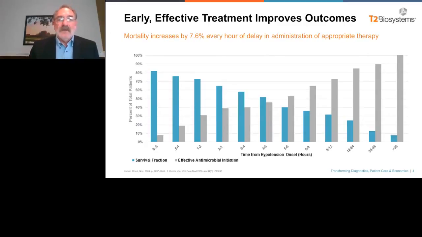You all are familiar with the concept that early effective treatment improves outcomes in individuals that are suffering from sepsis. Specifically, mortality increases by 7.6% every hour of delay in administering appropriate therapy. And you can see in the graph with the blue bars going down, that's a survival fraction, and the gray bars going up, that's time from the onset of hypotension or clinical sepsis. And of course, we'd like to be at the far left-hand side where we maximize survival and minimize the time to appropriate treatment.